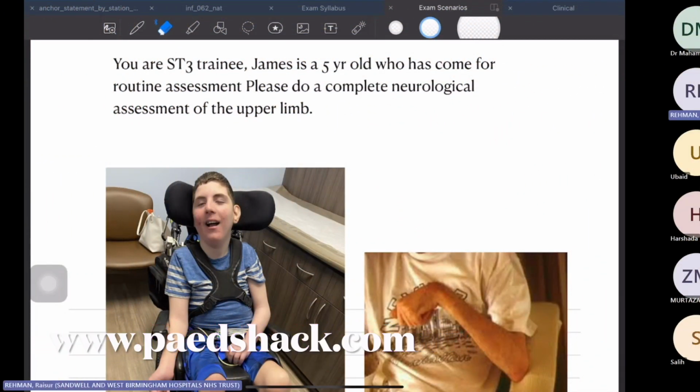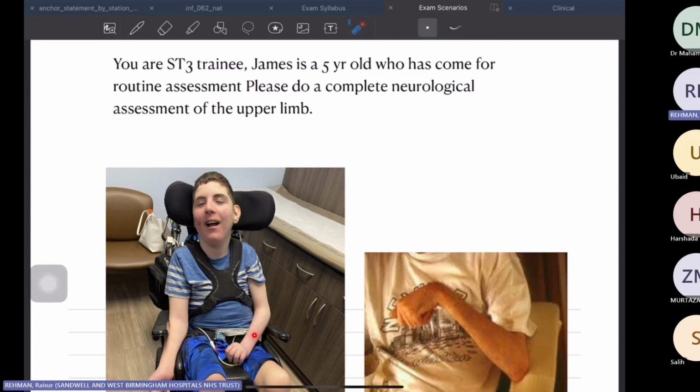In this video, we try to cover the topic of cerebral palsy by going through the clinical scenario of assessment of upper limb neurology. And this is the clinical scenario that was provided to the candidate as a task. I'll be including most of the discussions later on in this video. So let's see how the candidate performs, and we'll jump into the discussions right after that.